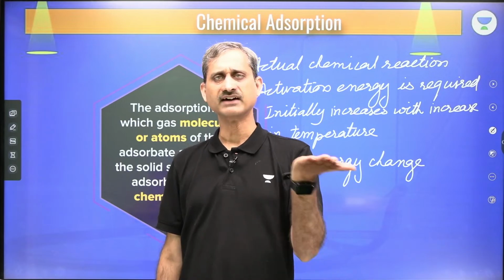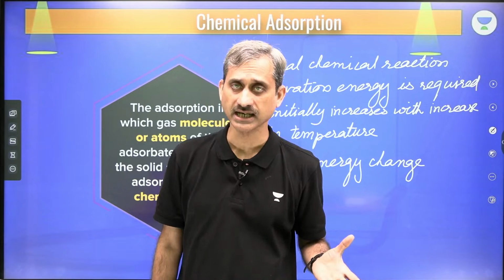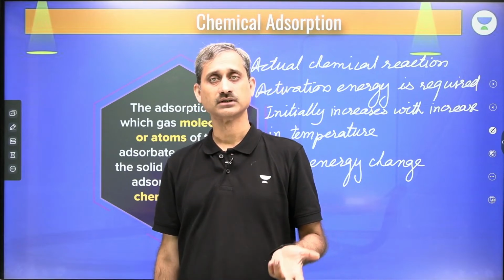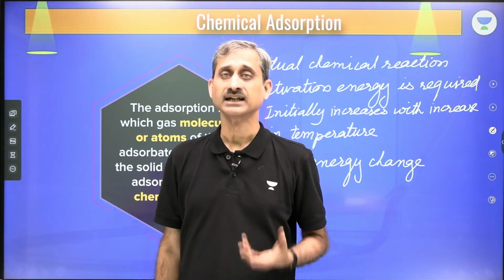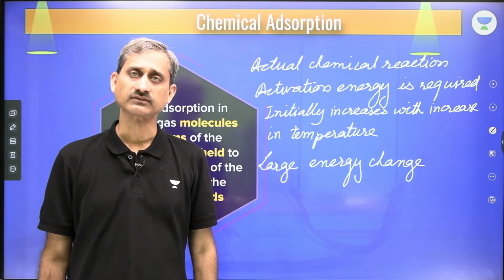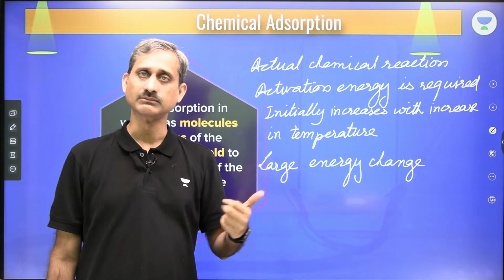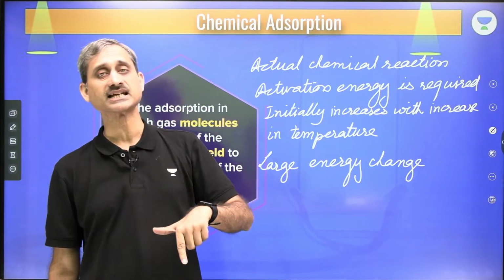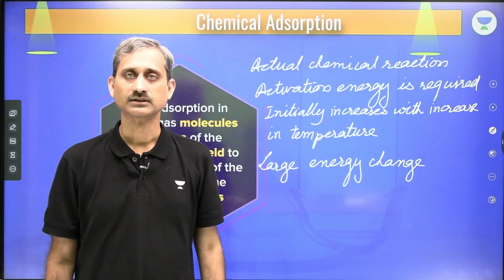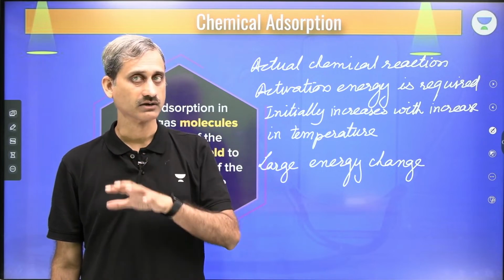For example, if we have an aluminium surface and on that surface we create a coating of aluminium oxide and we increase the temperature, I believe you all know that aluminium oxide has a higher melting point than aluminium itself. So aluminium oxide is not going to decompose, although the aluminium on the surface of which the adsorption has taken place is going to melt. So that makes chemical adsorption irreversible.